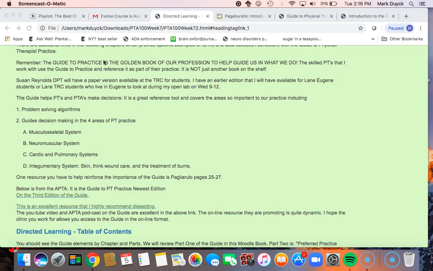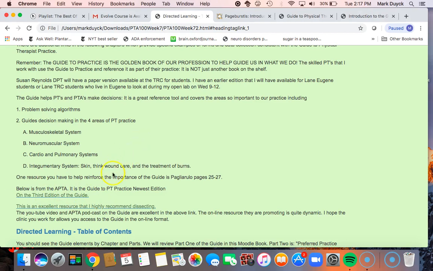So I wanted to show you just what it looks like. There is no longer a paper version of the Guide to Practice. It is now electronic. We do have a couple of older paper versions. I do have one, and Susan also has one at Table Rock campus that we're glad to share with you, but it's not the most recent version, which is the 3.0 version that is referenced down here.